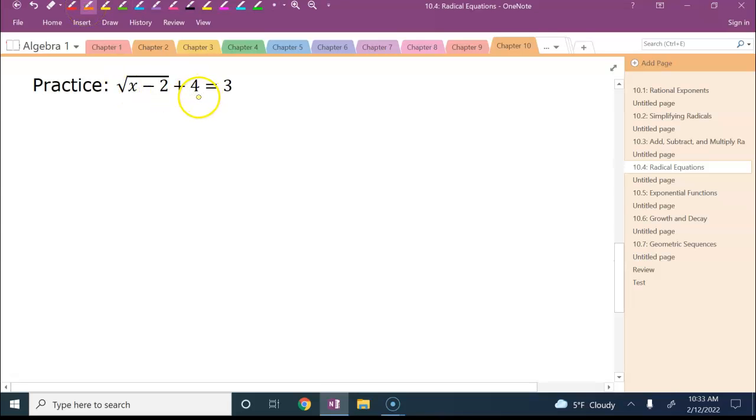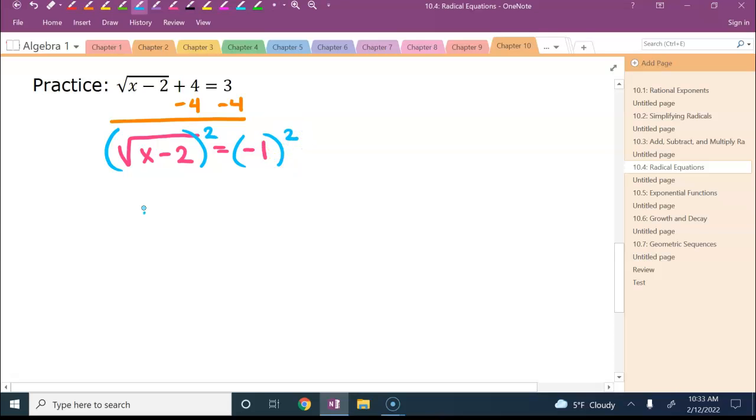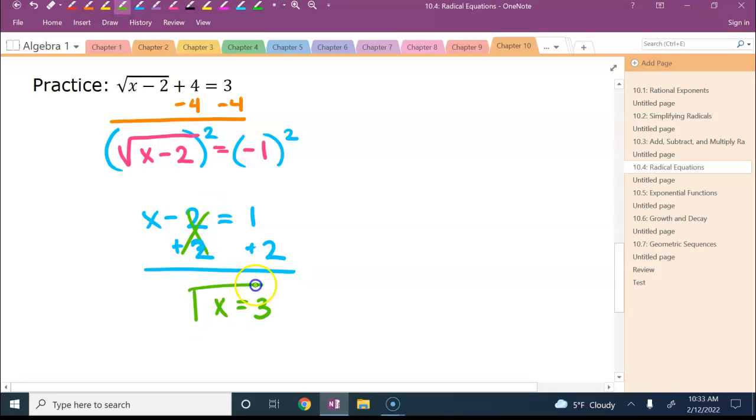For this first practice problem, you needed to move the 4 first. So I would have subtracted 4 from both sides. So we have the square root of x minus 2 equals a negative 1. Then I would have squared both sides of my equation. So I have x minus 2 out of the radical now equals 1. Then add the 2 over, and you should have gotten x equals 3 for this first one.